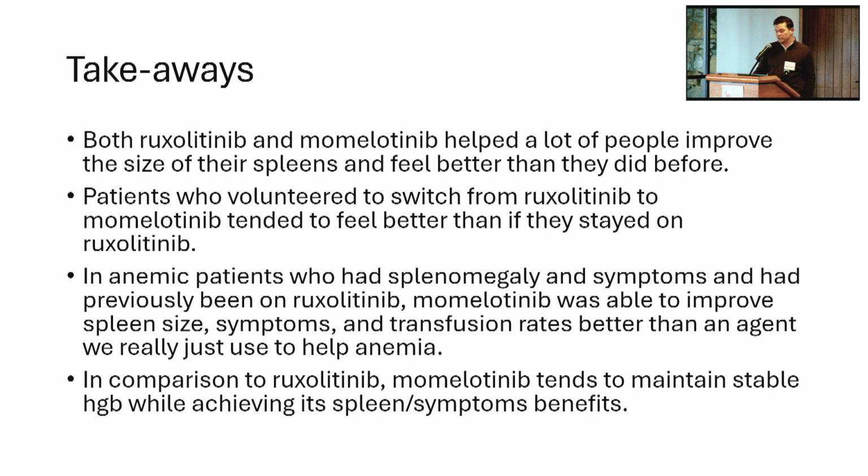In anemic patients who had spleen symptoms and had previously been on Rux, momelotinib was able to help improve spleen size, symptoms, and transfusion rates better than an agent that we really just use to help anemia. And in comparison to ruxolitinib, momelotinib tends to maintain stable hemoglobin while achieving symptom and spleen benefits.